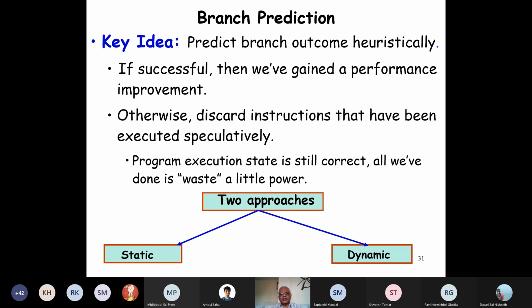Now, roughly, there are two main types of predictors. One is the static predictors, and the other is dynamic predictors. For the static predictor, as the name says, we just predict based on the instruction type. It is a very simple predictor, nothing is required almost here. We just have a set of rules that for this kind of instruction it is taken or not taken. Whereas dynamic predictors are the sophisticated predictors where we maintain the execution history of the branch instructions, and based on that we predict.